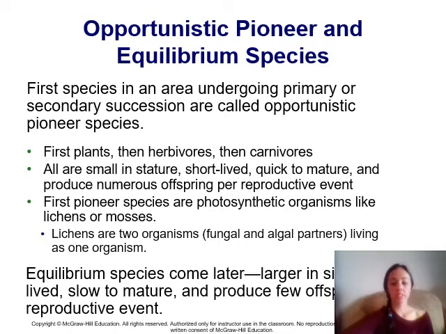Once the pioneer species has established themselves in an environment, then the equilibrium species can move in. These species also share similar lifestyle characteristics. They're going to be larger in size, long-lived, slow to mature, and produce few offspring per reproductive event. And what I mean by per reproductive event is just a single time that they produce a litter.